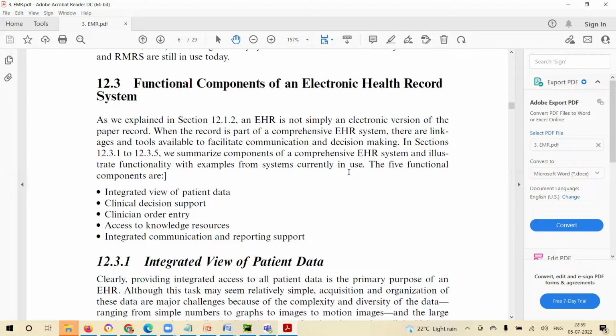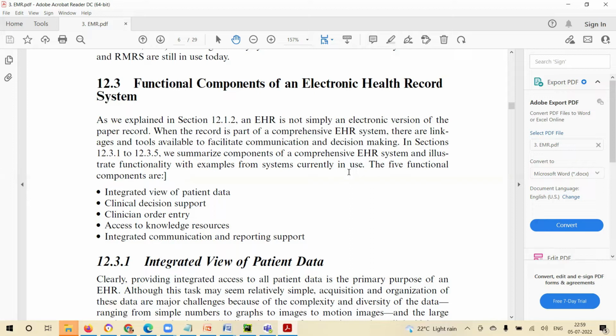Then access to knowledge resources. You can go and check. Not only patient specific things, but let's say some new research is happening. So there would be a team, and they would look at those important research and put it in the system. So doctors can read, and they can even refer to patient. For example, you go for a certain treatment, and after the treatment, there are few things that you have to follow, right?